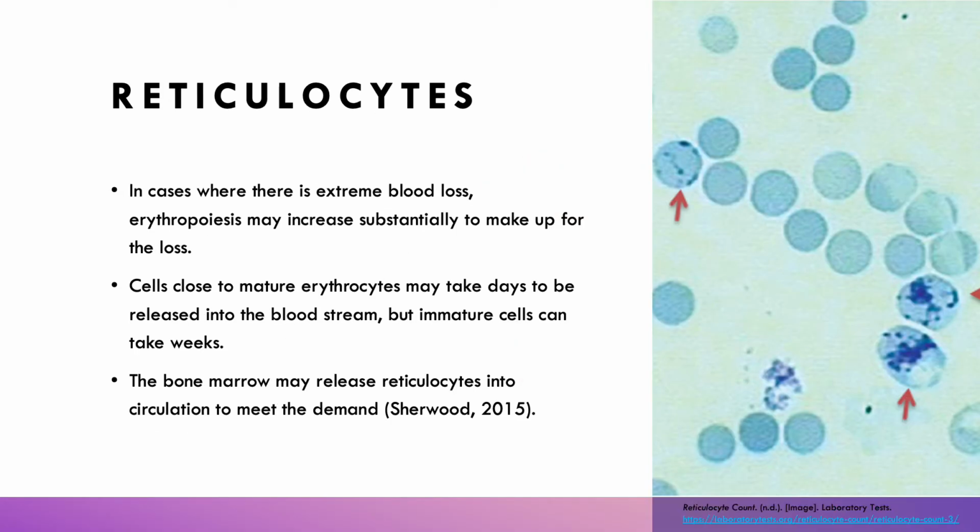In cases where there is extreme blood loss, such as through hemorrhaging, erythropoiesis may increase substantially to make up for the loss. So cells that are close to mature erythrocytes may take days to be released into the bloodstream, but if we have a lot of immature cells, that can take weeks. So the bone marrow may release reticulocytes into circulation to meet the demand of oxygen within our tissues.